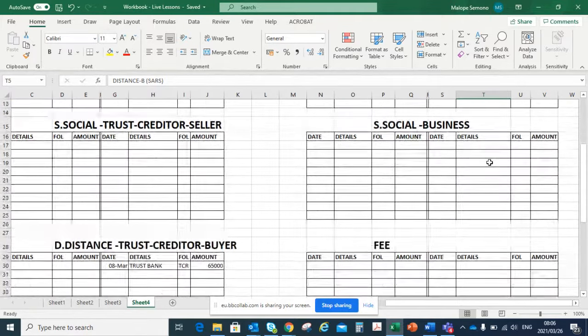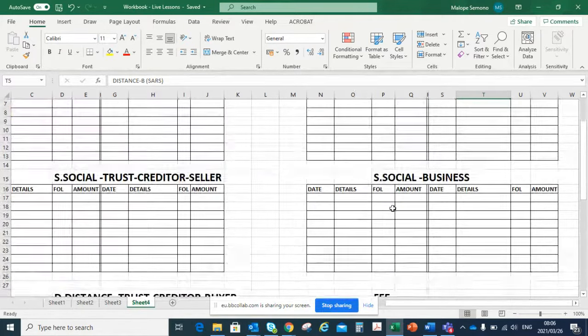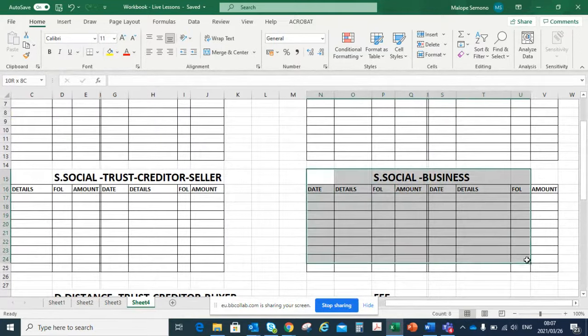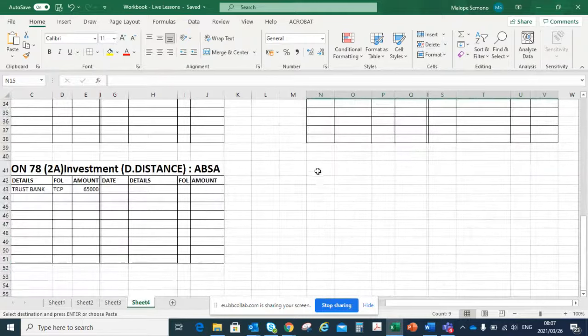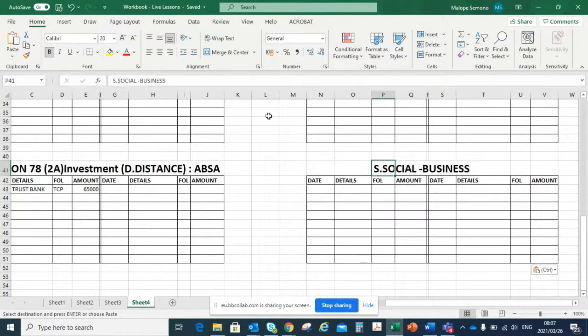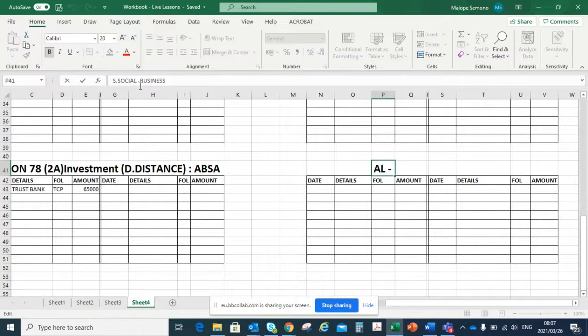Let's go and find distance business. Distance business. So we don't have it. I'm going to open distance business here quickly. Okay, I'm going to put it down there. Doesn't matter. Let me see. But this one is going to be D distance. Distance business. Can you see?